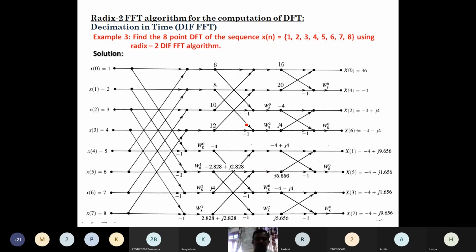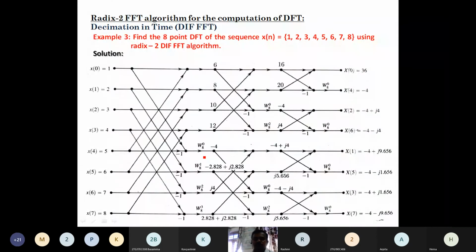Okay, so the DIF means input sequence in normal order, output in binary reverse order. So inputs are what? X0, X1, X2, X3, all 8 lines with the values 1, 2, 3, 4 up to 8. Okay, and for the 8 point DFT calculation, first line is connected with fifth line, second line with sixth line, third line with seventh line, and fourth line with eighth line to create one butterfly. Okay, and all bottom lines of each butterfly are multiplied by minus 1 and the output is multiplied by W8 to the power of the twiddle factor.